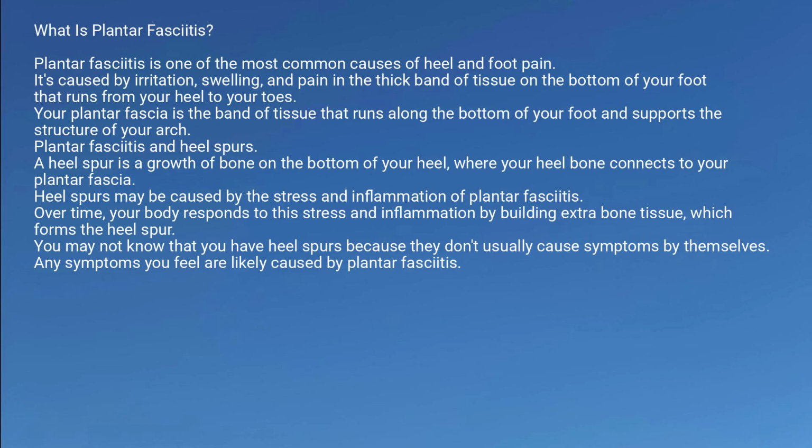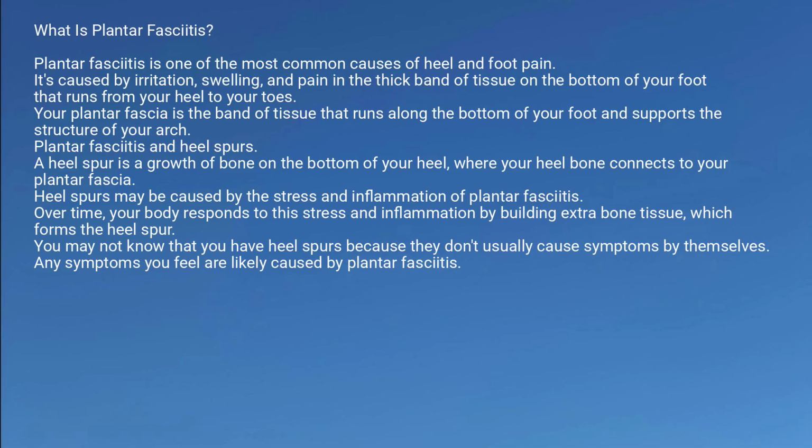What is plantar fasciitis? Plantar fasciitis is one of the most common causes of heel and foot pain. It's caused by irritation, swelling, and pain in the thick band of tissue on the bottom of your foot that runs from your heel to your toes. Your plantar fascia is the band of tissue that runs along the bottom of your foot and supports the structure of your arch.